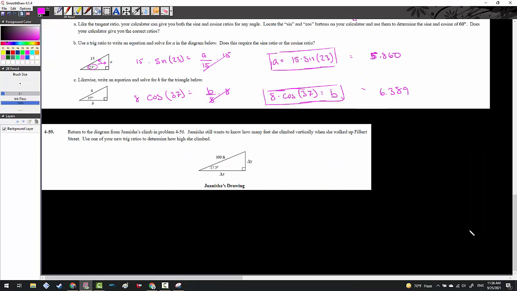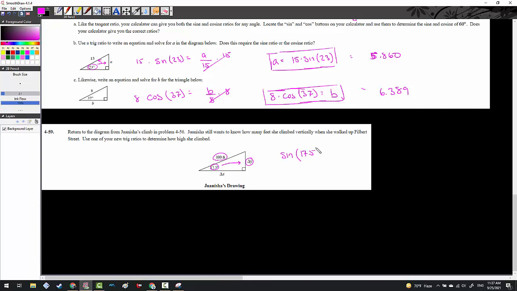Let's revisit our old pal Juanisha to see if we can help her find out how high up she climbed. Because we're trying to find out just how high she climbed and not how far laterally she moved, that means I'm going to be solving only for delta y. And again, what am I given? I'm given an angle, a delta y, which is opposite of that angle, and a hypotenuse. So angle, opposite, hypotenuse, that screams sine.